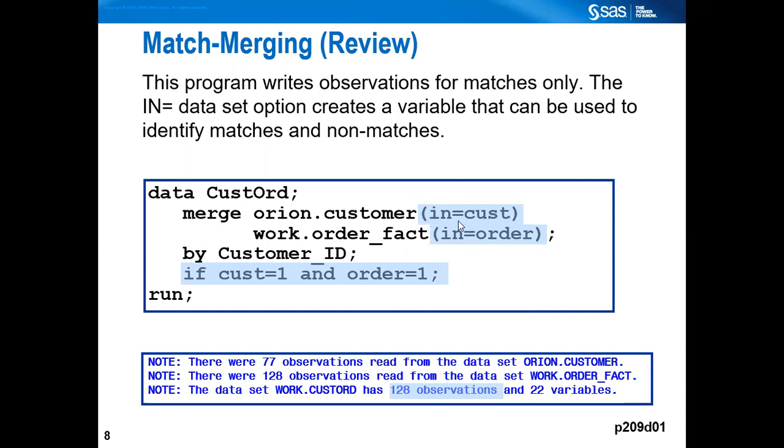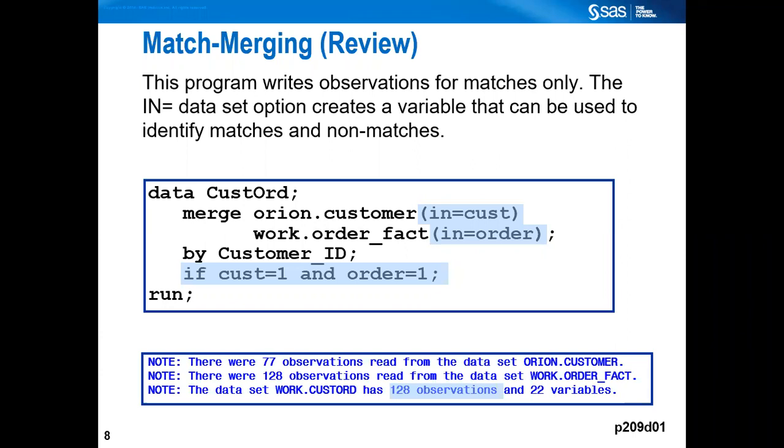When you write the IN= data set option, you can create a temporary variable. For this variable name, you can give any name, either a word or a letter, anything is fine. It always holds a Boolean value, 0 or 1. It's a temporary variable created in your PDV. If a particular observation is contributed from this data set, the value is 1, else it is 0.